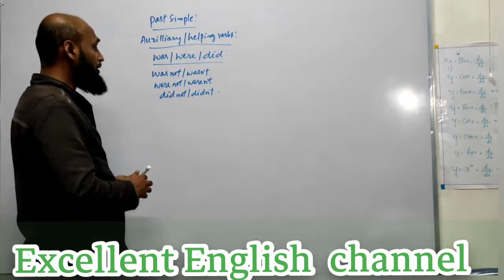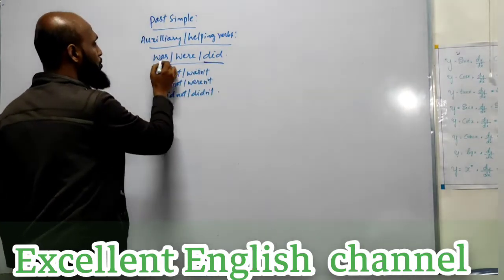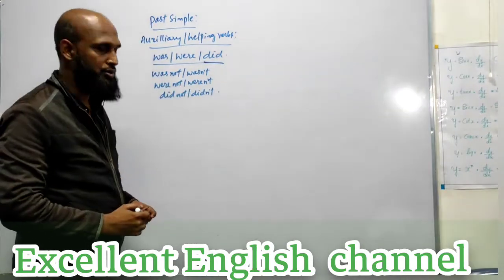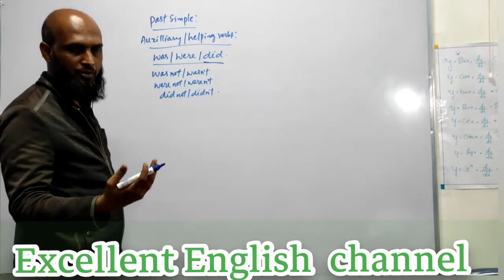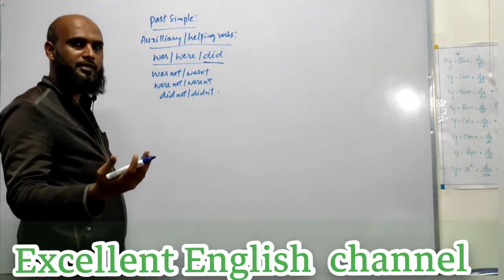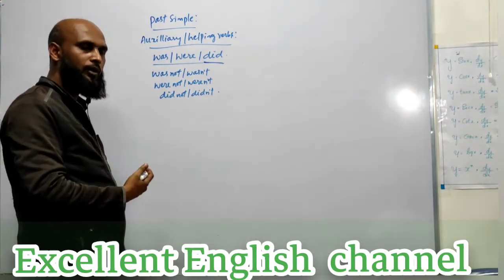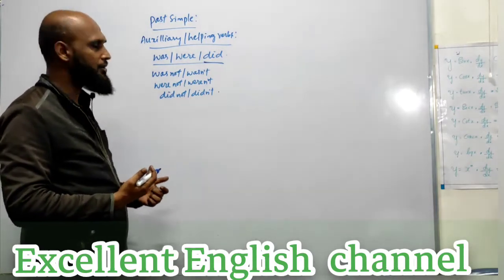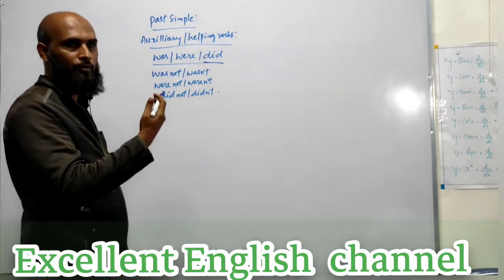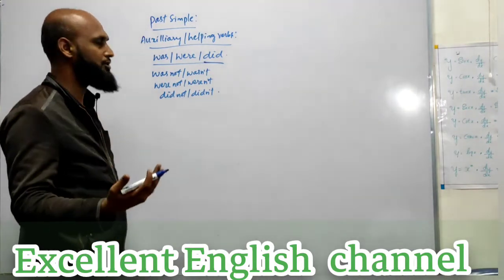Now there are two helping verbs apart from did, you see was and were. When to use them? First of all, I think you must be aware of pronouns, and you can see my pronouns video in my previous videos. I have already covered that, and you can find it in my playlist, where you can see the different types of pronouns and their usages.